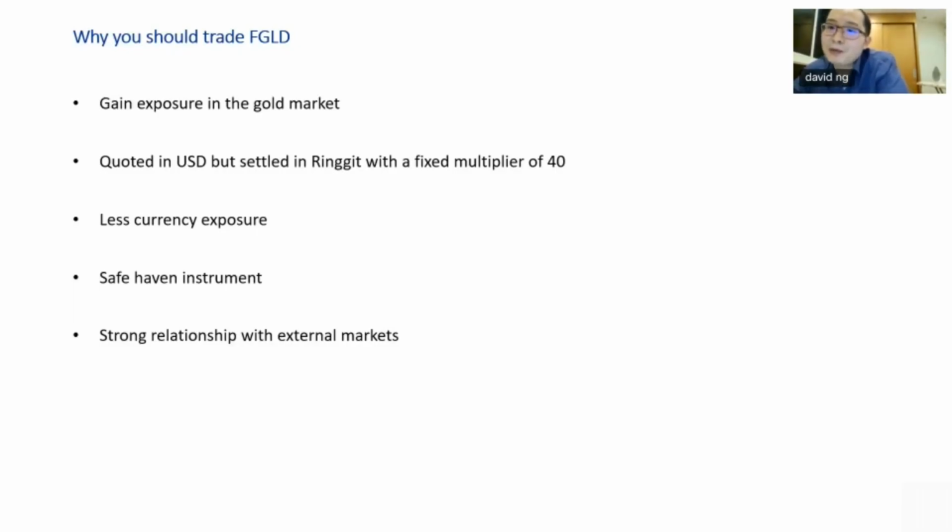But in the medium to longer run, I think gold still remains quite potential in the sense of its role, whether as a safe haven asset or as a way to preserve value, especially against an inflationary environment.